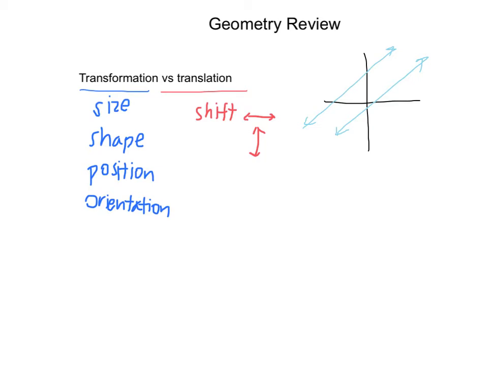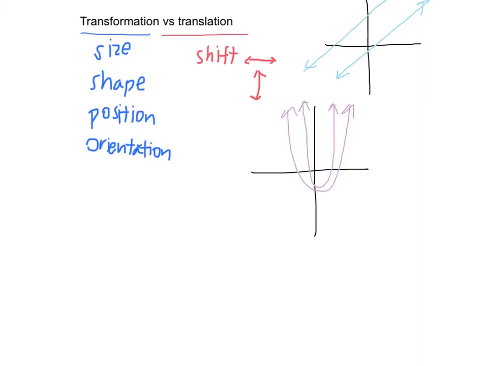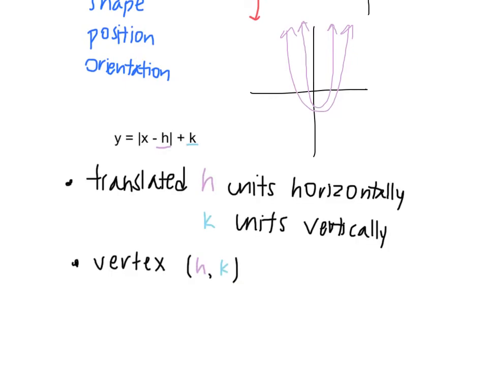For a transformation, that changes size, shape, position, or orientation. So we could have instead, let's use another example, we could have a parabola. This is our original parabola. And if we were to make it a skinnier parabola, that would be a transformation. Now we can see this in the equation for the graph. So the graph takes the form of y equals the absolute value of x minus h, closed absolute value, plus k. So h and k stand for the vertex, as is shown here.